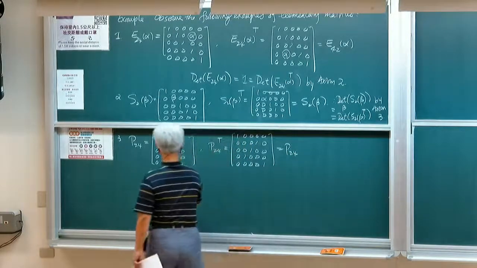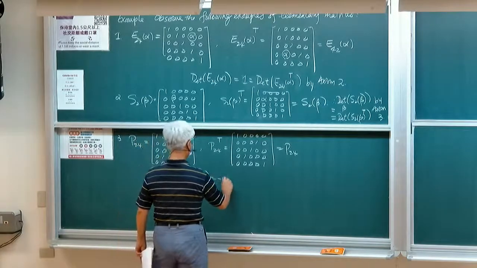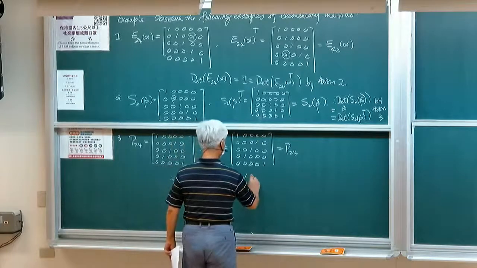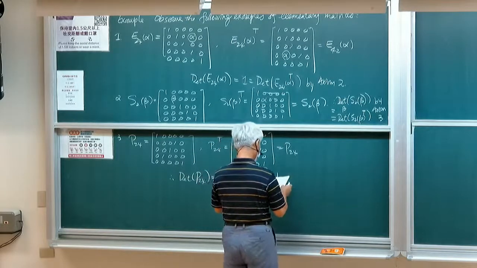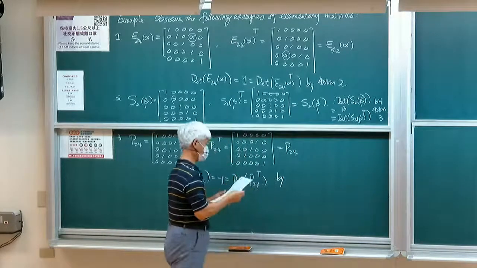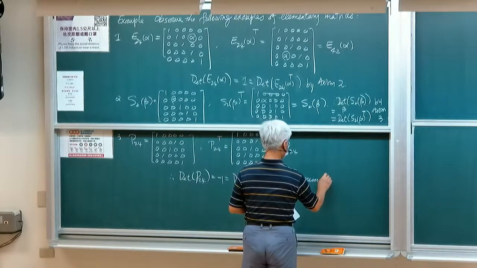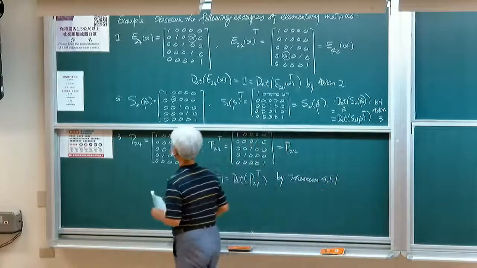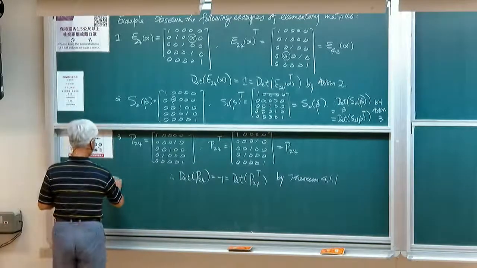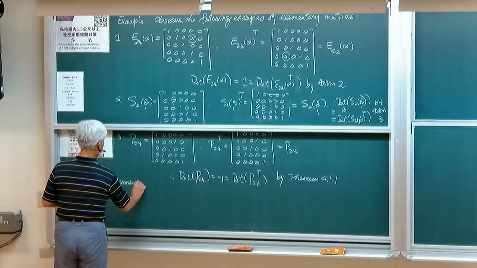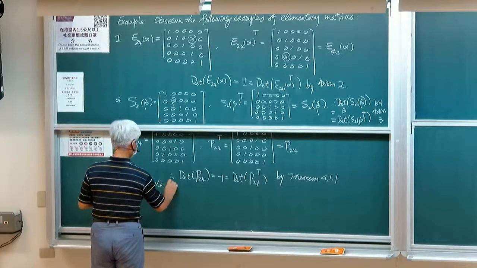Okay, and so the determinant of P24, which is -1, is the determinant of P24 transpose. All right, and this is by, when you swap the row, so this is by theorem 4.1.1. Okay, all right, so you have that. And from the observation, we summarize the above finding.